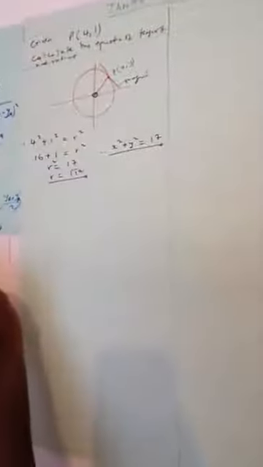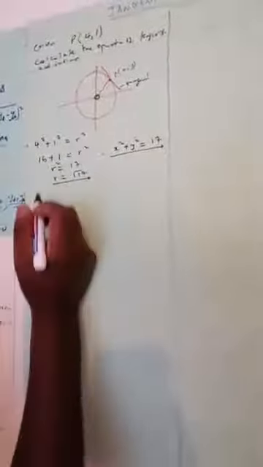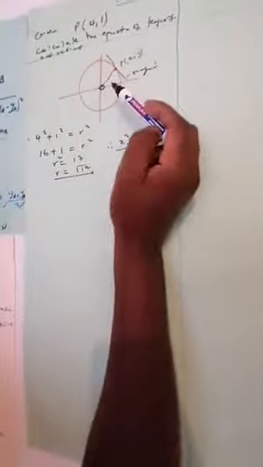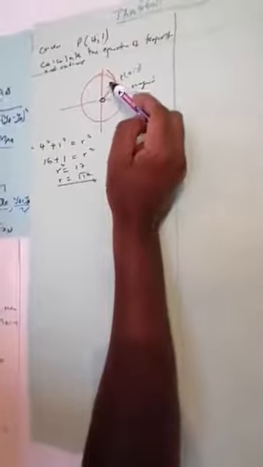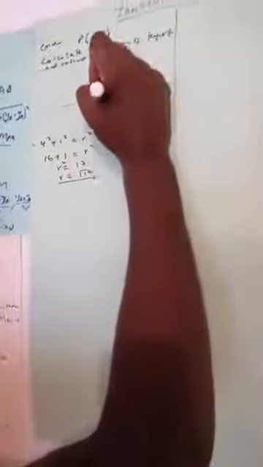Here's the radius, and the equation is like this, our first answer. And then if they say we must calculate the equation of a tangent, we must first calculate the gradient of the radius. Here's the radius, the gradient of the radius.